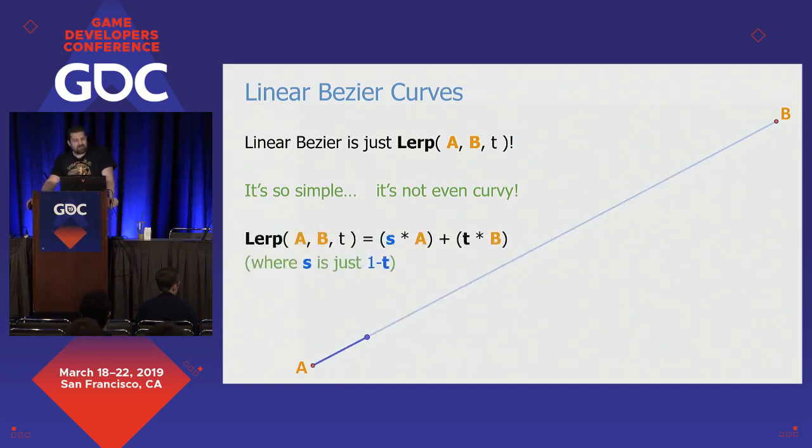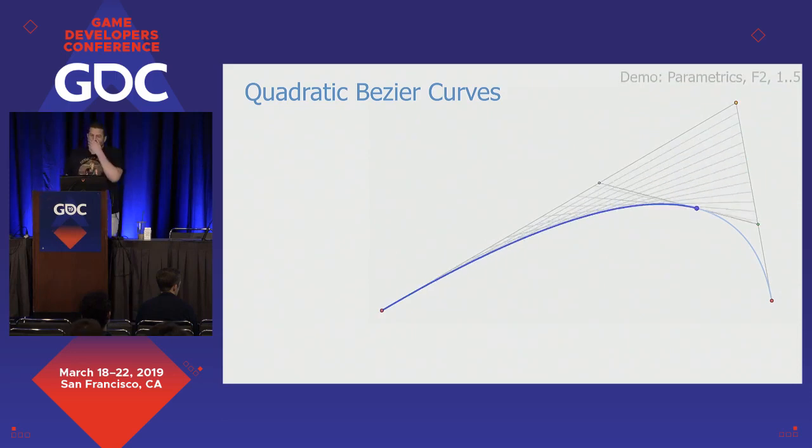So it's just a lerp, so we're just saying, hey, there's some mix of A and B where T is how much B, meaning T is how far we got on this line, right? All right, so above that, much more interesting, are quadratic Bezier curves.